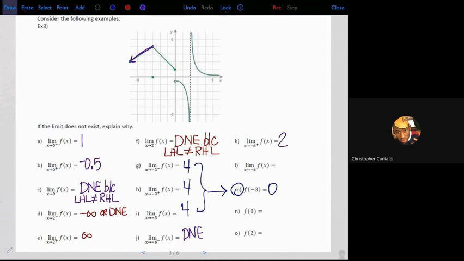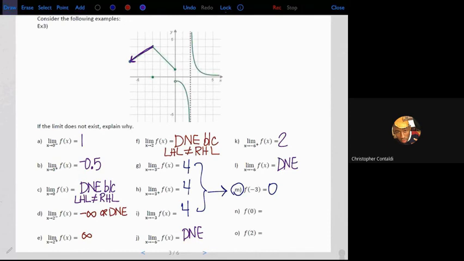Well, so if it doesn't exist from the left, can it exist at the point in part L? Can I say that the limit here exists if this side doesn't? No. So if it's an end point, then it can only be a one-sided limit because there's only one road coming in.